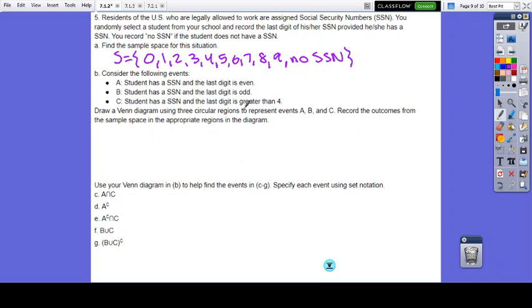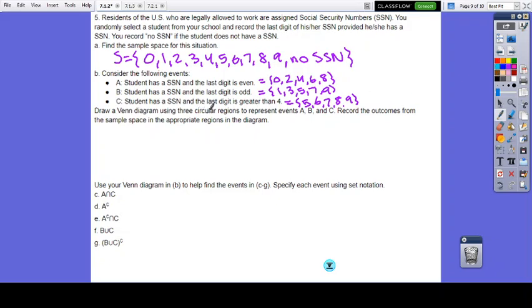Okay, consider these events. I'm going to go ahead and write my set notation off to the side of these so that I can see them a little bit better. The student has a social security number, so that takes away the no SSN, and the last digit is even. If we're talking about our even numbers here, last digit being even, we're going 0, 2, 4, 6, and 8. The last digit is odd. Again, not no social security number. So we have 1, 3, 5, 7, and 9. And then the last digit is greater than 4, greater than, not equal to. So we start at 5, 6, 7, 8, 9. Okay, those are my A, B, and C events.